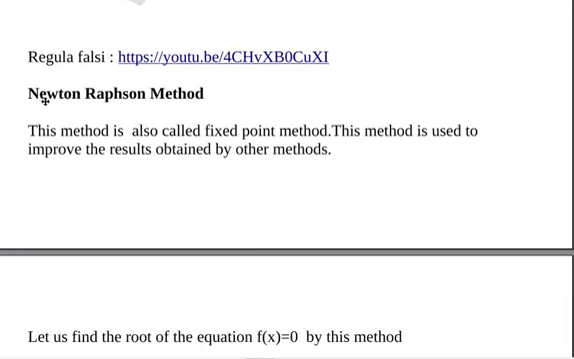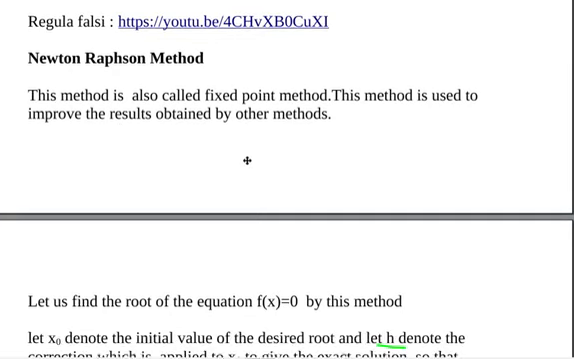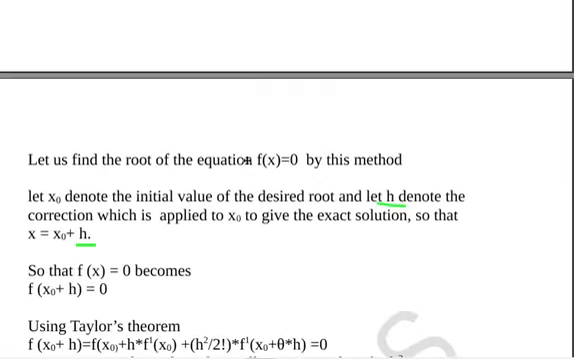Good morning friends. Today let's see about the Newton-Raphson method to solve transcendental equations. This method is also called the fixed point method. This method is used to improve the result obtained through other methods. We have already seen other methods. And the Newton-Raphson method is used to solve equations of the type f of x equal to 0.